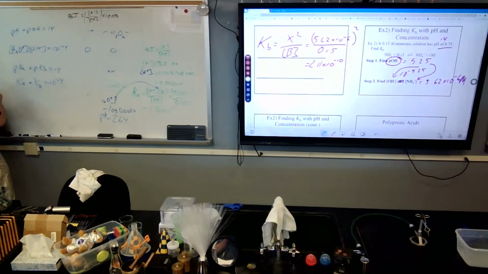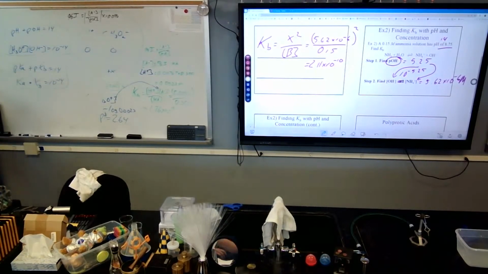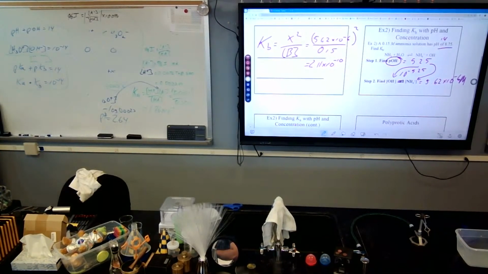And you only need one thing to link these two together. What do you think it is? You need molarity. If you have the molarity of the solution, you can link these two together.